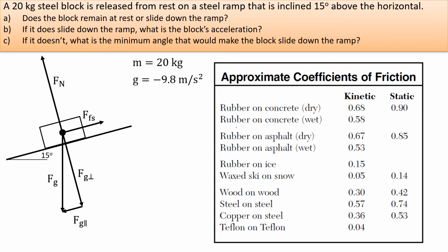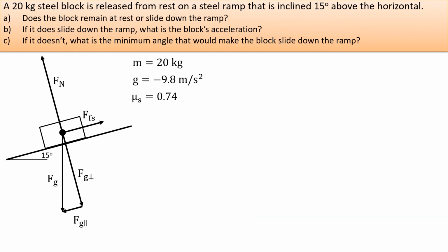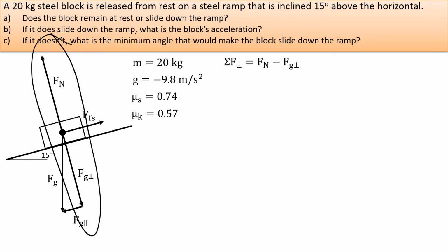And we have to look up, okay, steel on steel, so that looks like it's over here. Right now we're stationary, so we'll use 0.74. If the block starts moving and we need to calculate the acceleration, then we'll use the sliding, the kinetic friction, to calculate that. So we know the coefficient of static friction and the kinetic. The first thing that we're going to do is write our net force equation in the perpendicular direction, almost like the y direction. So it's like this, okay?